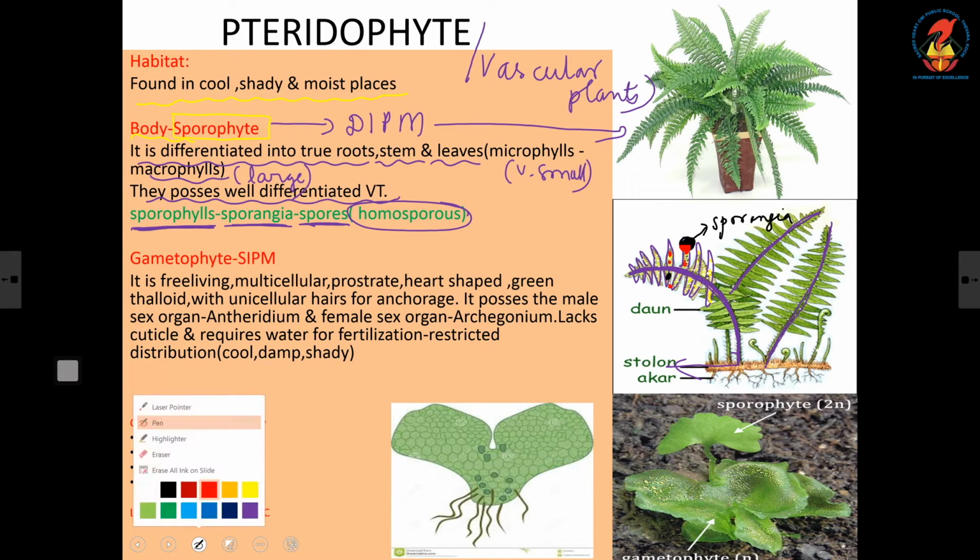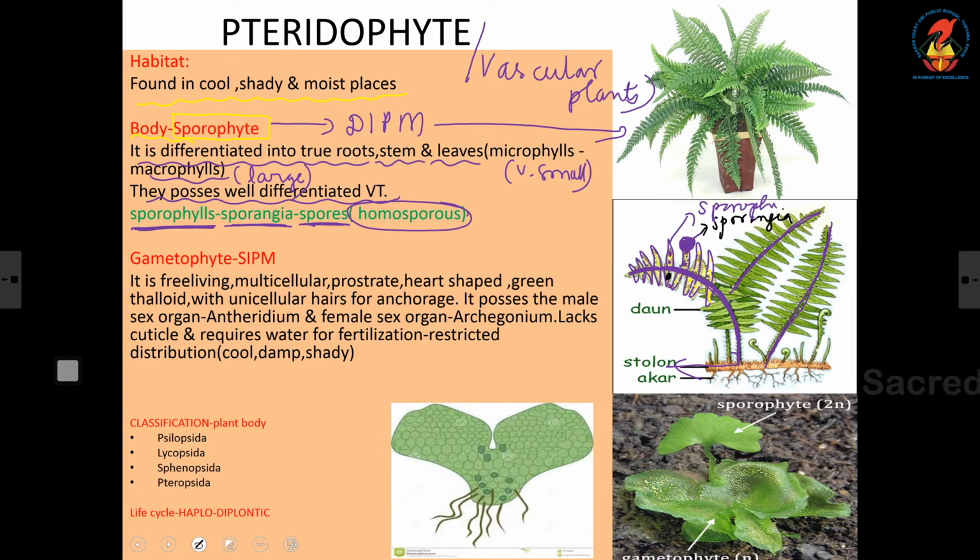Okay. And where are these born? These are born on leaves. So, these leaves are called the sporophylls. So, you got the hierarchy. The sporophyll has the sporangia, and inside the sporangia there are the spores. Clear? I hope you have understood.